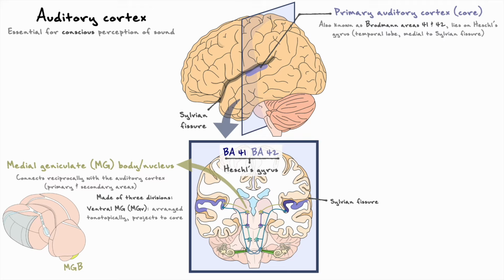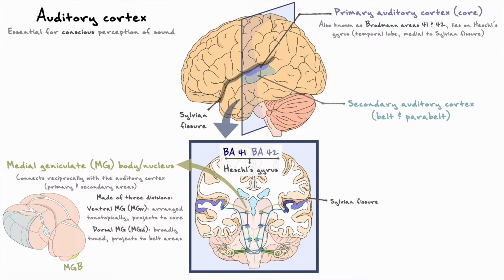Now, if we go back to our thalamus, the second division we can introduce is the dorsal division of the medial geniculate body, which contains more broadly tuned neurons that project to belt areas. Following the logic of the primary auditory cortex being the core area, belt areas represent the secondary auditory cortex.